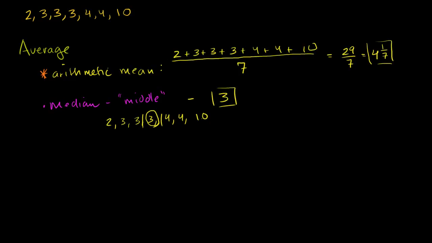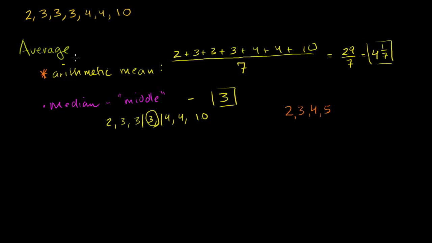Now, just to be clear, it was very clear what the middle number was because I had an odd number of numbers. I have 3 on each side of the 3. So it was very easy to figure out the median, the middle number. But let's say I have the situation where I have 2, 3, 4, and 5. Let's say that's my set of numbers. Well, here there is no one middle number. The 3 is closer to the left than it is to the right. The 4 is closer to the right than it is to the left.